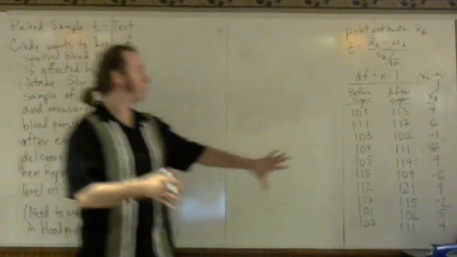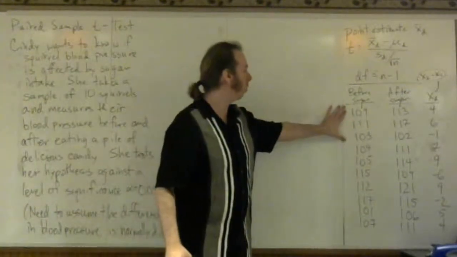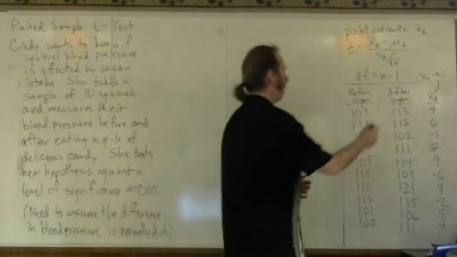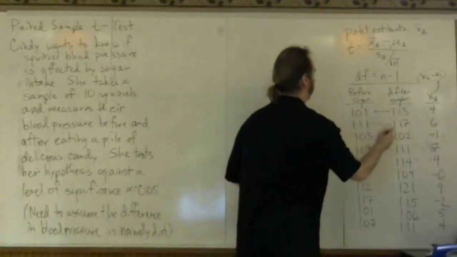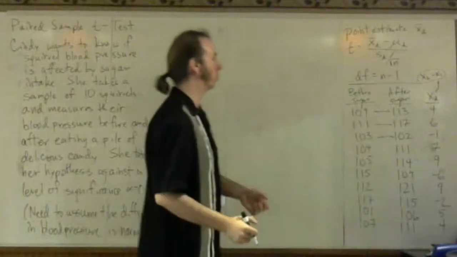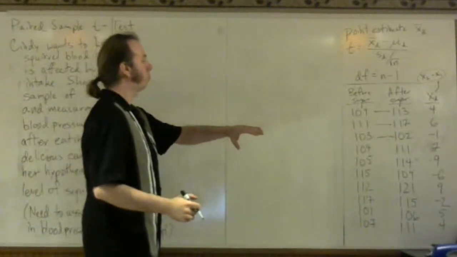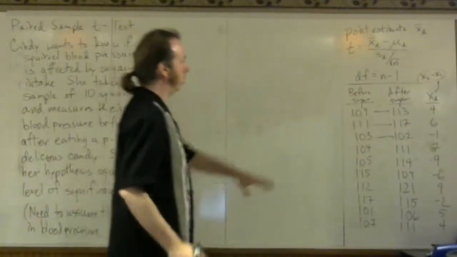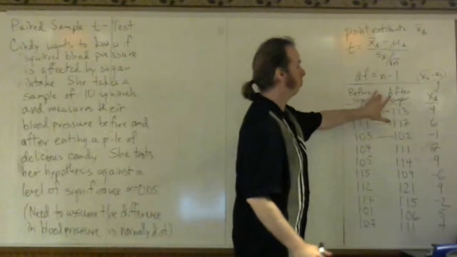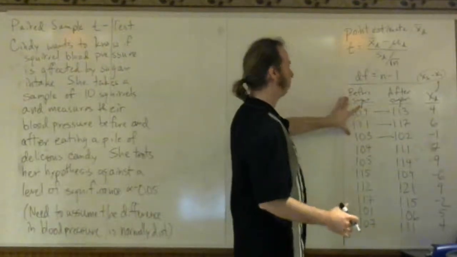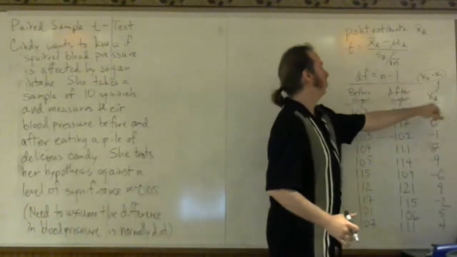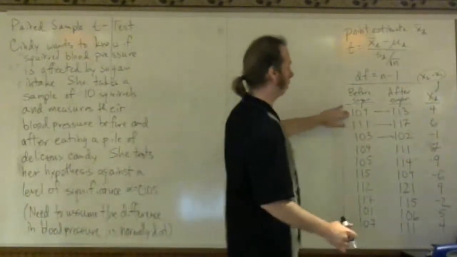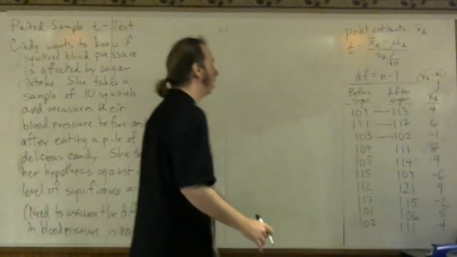Alright, so this is the data we get over here. We've got a before and after column, and these all match up, so each row represents the same squirrel. This last column is the difference between the two. So if this is x sub 1 and x sub 2, this difference is going to be x sub 2 minus x sub 1. So the difference between these is 4, 6, and so on.